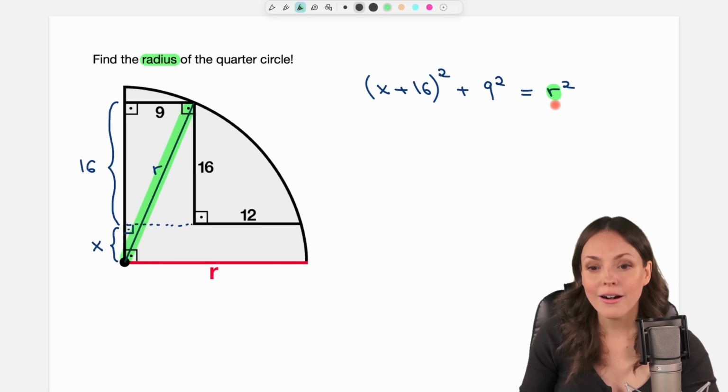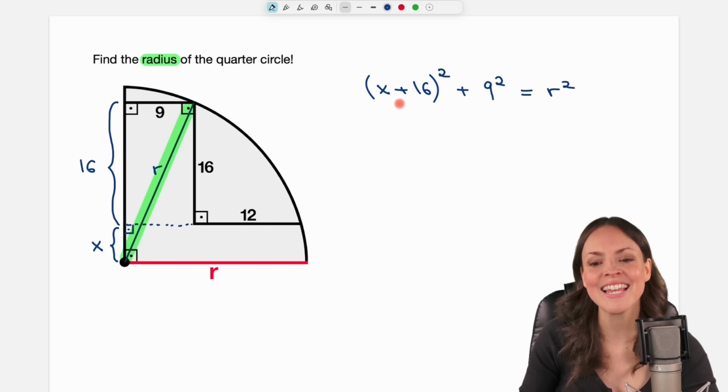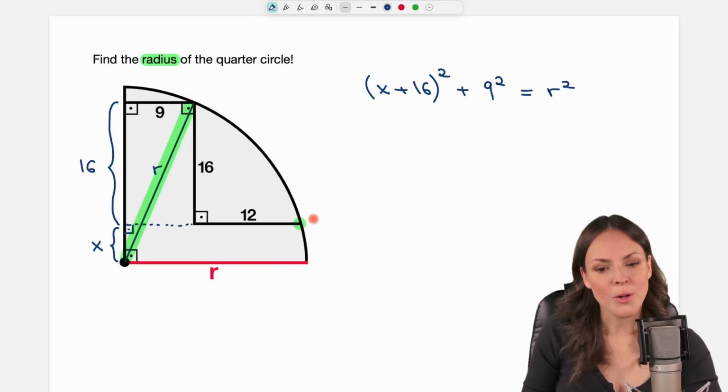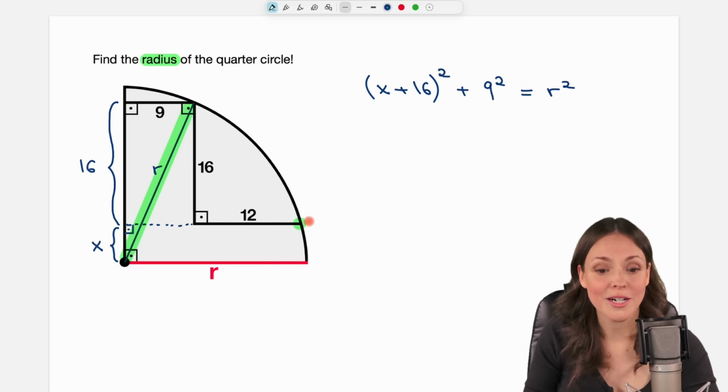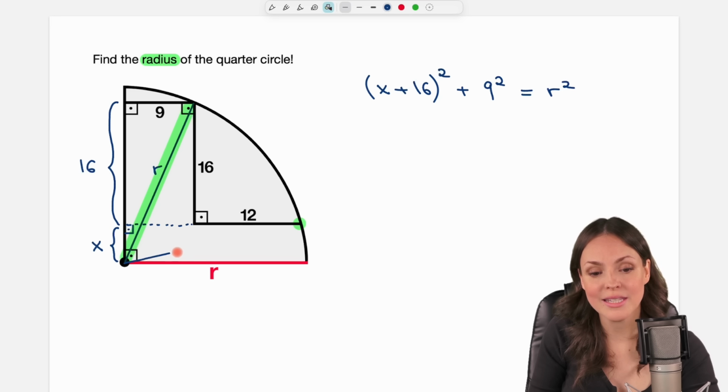We have r and x as unknowns in here, which is not so great. Two unknowns, just one equation. So the question is, can we find another equation with r and x? And we already said that here we have this other point, which might be important. So let's draw the radius from the center to this point here. And then we get this triangle down here, which is also a right triangle.